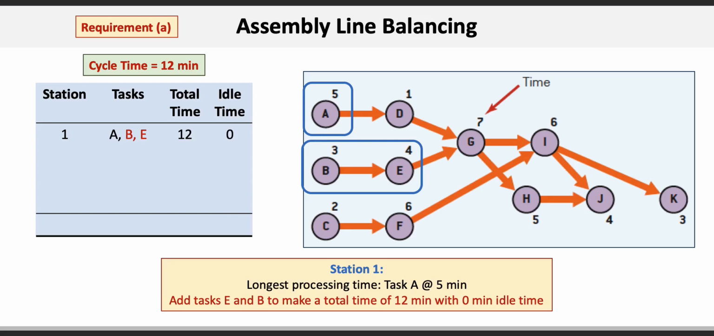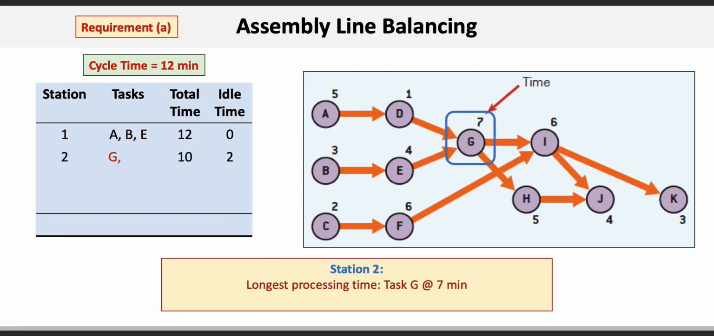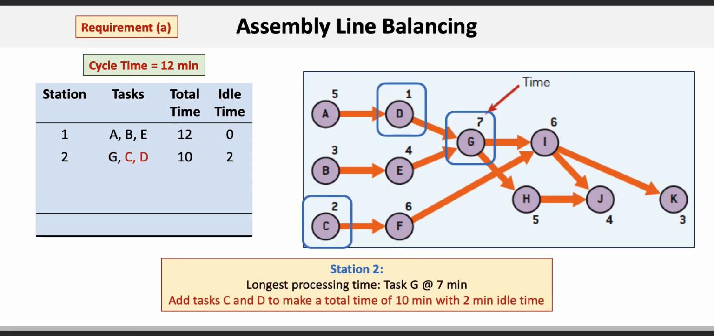Next, on to workstation 2. Of the remaining tasks closest to where we finish, there's task G with a time of 7 minutes. We can then add tasks C and D with times of 2 minutes and 1 minute respectively. This results in a workstation with a total time of 10 minutes and 2 minutes of idle time, which is 12-minute cycle time less the 10-minute station time to make 2 minutes.